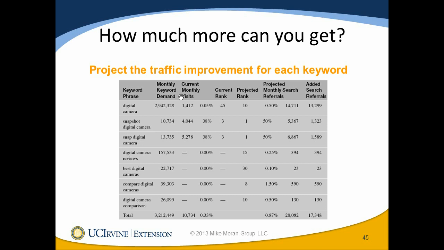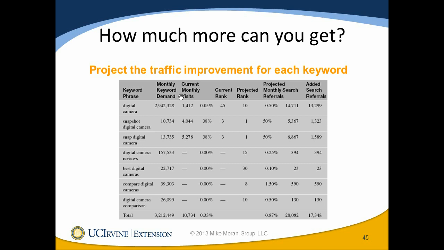So you would look at what your current rank is, and then you would project what you think your new rank would be. And then by estimating what you think your referrals would be, you would go from, in the case of digital camera, you might be at 0.05% of the traffic for that keyword, and you think you could go from rank 45 to rank 10, and that would give you 0.5. So that would give you a tenfold increase in the traffic. And so that would change your search referrals. And so that's how you work your way through this.